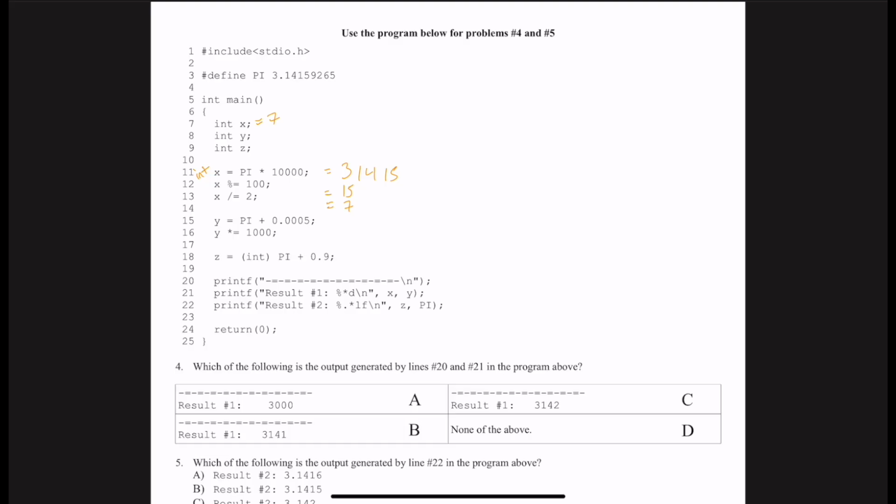Then y equals pi plus 0.0005. But note that y is an int. So we can add this to pi, but it's not going to change what the whole number is. And we don't care about what's after the decimal point because it's going to be lost in assignment. So I'm not even going to figure out what that addition results to. I just know that y equals 3. Then y times equals 1,000. 3 times 1,000 is 3,000.